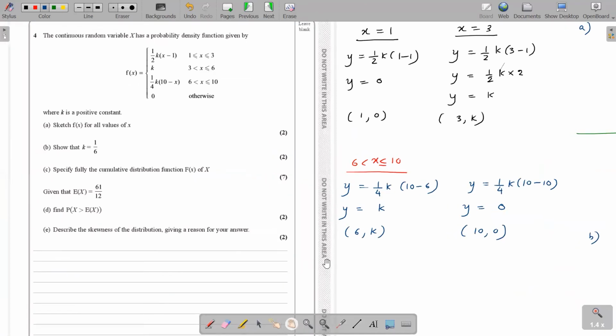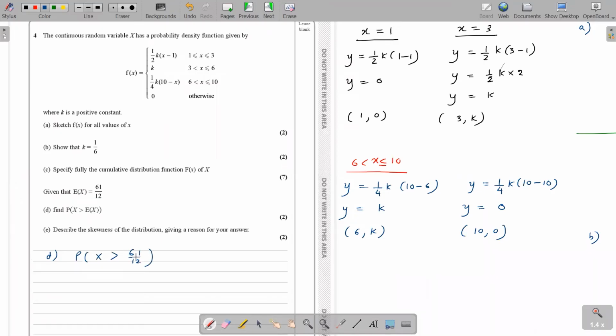Next one, they say given that Ex is 61 over 12, find the probability X is greater than Ex. Okay. So how do we find the probability X is greater than Ex? And it's just 2 marks. Think about it. So basically, how do we do it? Part D. They want you to find the probability X is greater than Ex is 61 over 12.